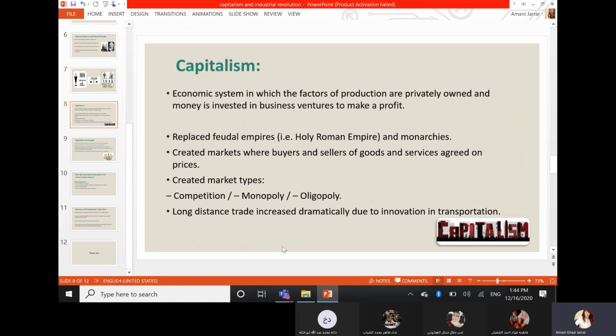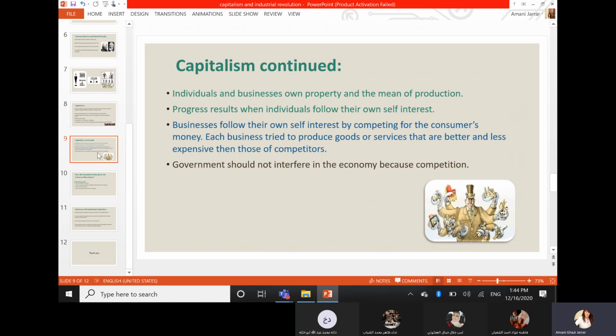So it's a long distance trade that grew dramatically due to innovation and transportation at that time. So they used to think about capitalism in terms of individuals and how they wanted to raise businesses and perhaps own the property of others. And we have here what is called the means of production, وسائل الإنتاج in Arabic. Okay, those who study a little economics know what is meant by this. We have the progress results also.